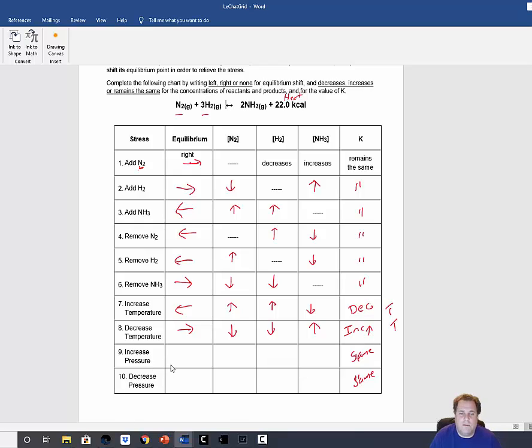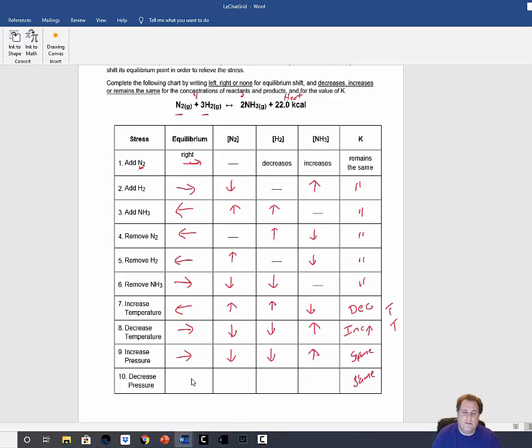So pressure. When we get to pressure, an increase in pressure, remember we shift in the direction to reduce that pressure or make fewer moles of gas. On the left side we have 4 moles of gas. On the right we have 2. So an increase in pressure is going to shift right. Shifting right means these go down, this goes up. Again, just like in 8 we shifted right, we see the exact same thing. We shifted right, these go down.